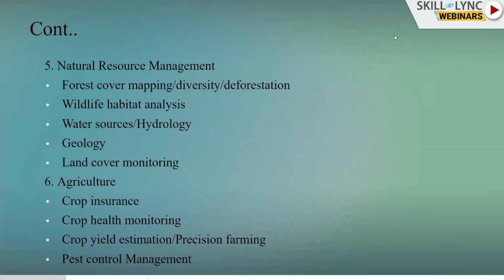Next slide. Then we can use geospatial technology for management of natural resources, like we can find out what are the forest cover of a particular area, biodiversity, deforestation. We can use this for wildlife habitat analysis also, water sources, hydrology, geology, land cover mapping. And we can use this technology in the agriculture sector also, for crop insurance, crop health monitoring, crop yield estimation, and pest control management also.